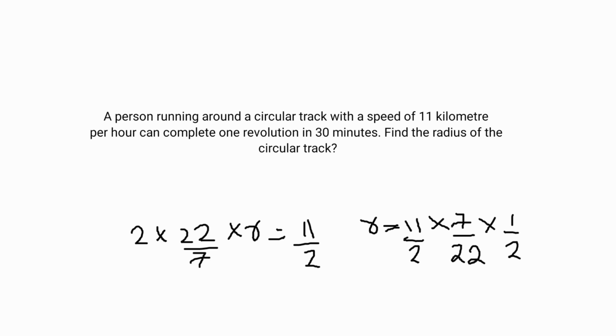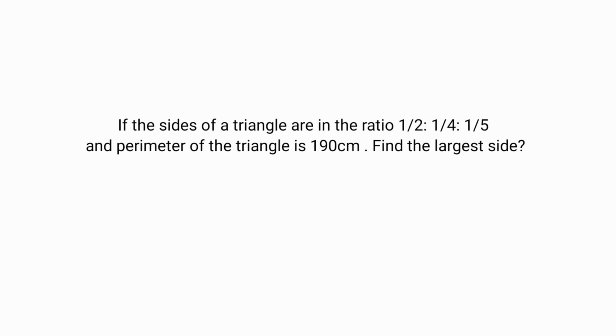Here we can cancel out 11 and 22 two times. So the remaining will be in the numerator 7 and in the denominator 2 into 2, 4, 4 into 2, 8. So the answer will be 7 by 8. Moving on to the next question.